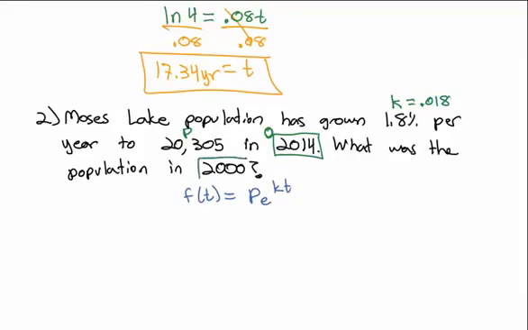So the question's asking about the year 2000. So for our time, that's 14 years ago. We're going to use negative 14 to represent that 14 years ago. And so now we have f of negative 14 is equal to the principal value, the present value, which we know, of 20,305, times e to the k, which is 0.018, times t, which is negative 14.